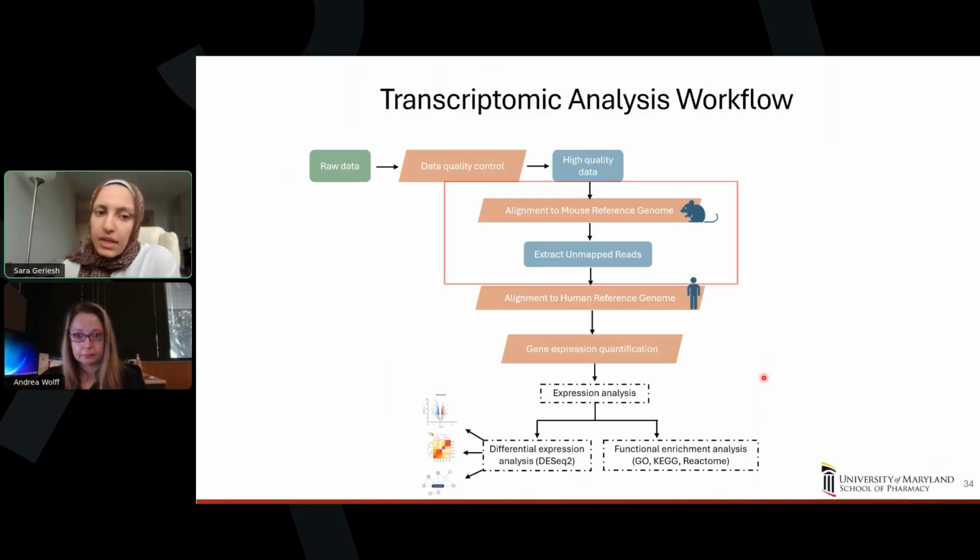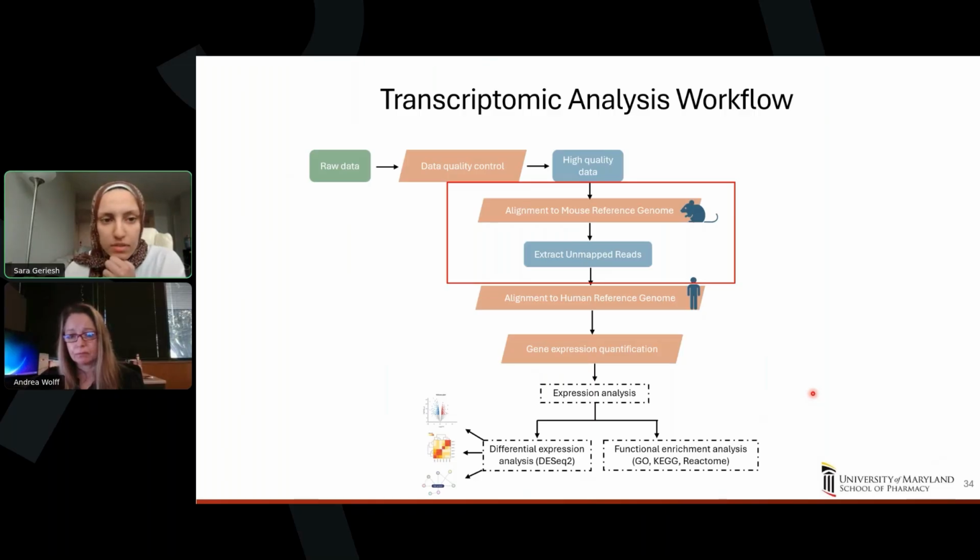I just want to highlight one step here in the transcriptomic analysis, which is this one. Since there are murine fibroblast cells included in the culture, we wanted to exclude the mouse genes. So we just added another step to the analysis where we extracted all the mouse genes to only have the human genome in the end. Like we removed all the mouse genome, and then expression analysis was done to identify differentially expressed genes and also dysregulated pathways.